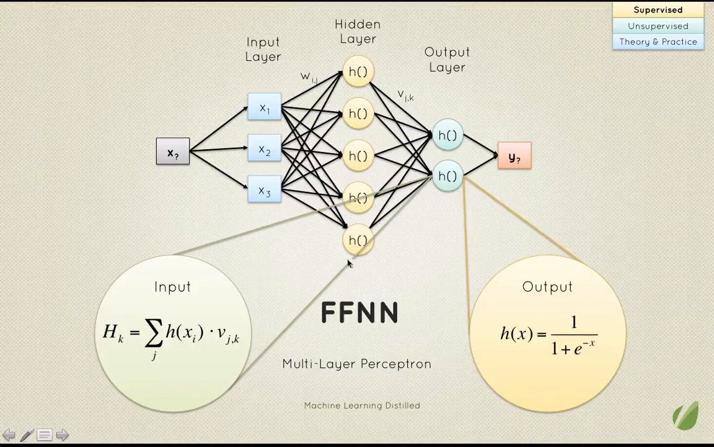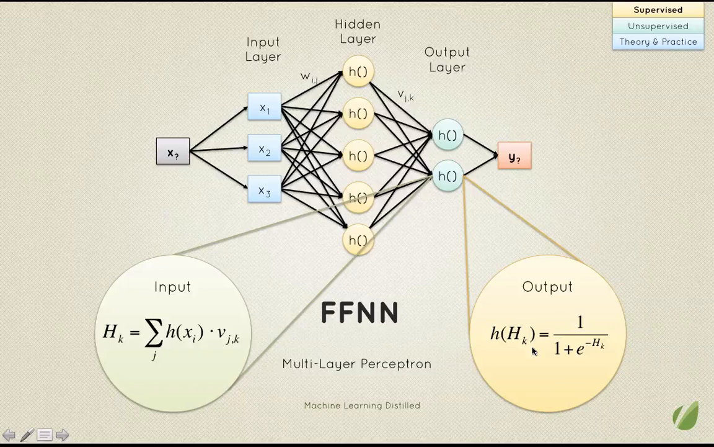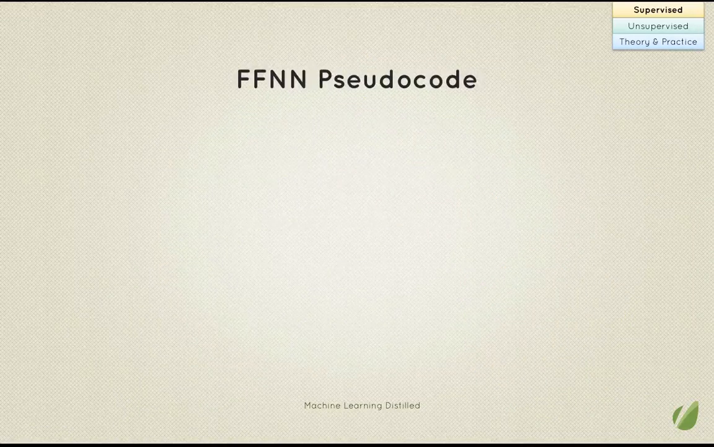The output of the output layer, which will be the final output of the neural net, is this same hidden function again, in this case applied to H sub k. So this is the way a feed-forward neural network is structured and the way the data flows through it. You can see why it's called a multi-layer perceptron, because it's as if we have two layers of multiple perceptrons in each layer. Now let's consider the pseudocode for a feed-forward neural network.